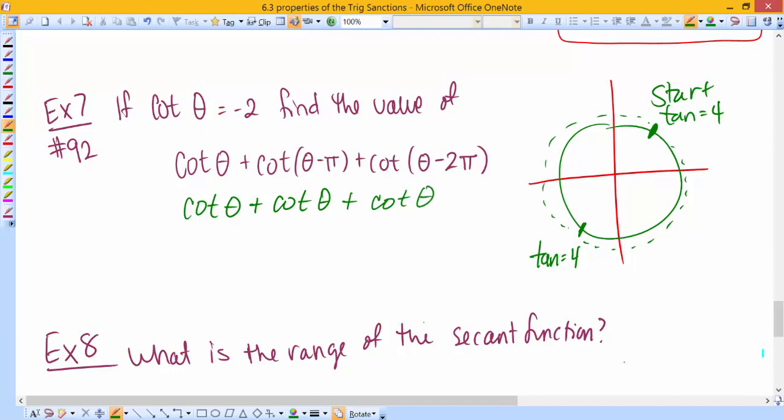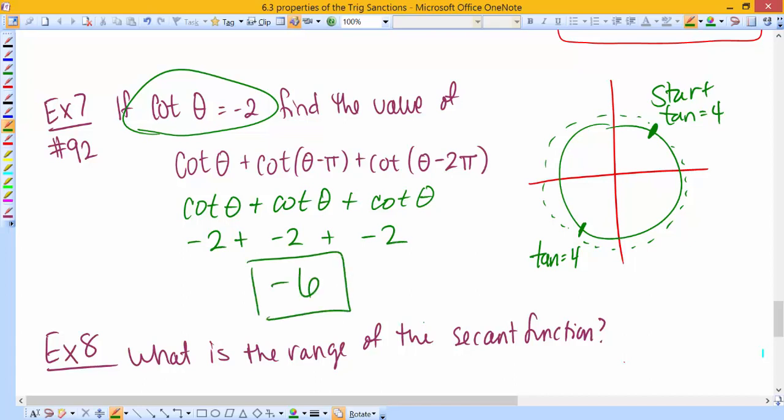It doesn't matter how many times you add or subtract pi or 2 pi, you will always end at the same value for tangent and cotangent. And I will show you more in class tomorrow when we are going over this, if you're watching it tonight. Otherwise, I've already gone over this in class. So now I have cotangent theta, cotangent theta, cotangent theta. Well, cotangent theta is -2. -2 plus -2 plus -2 is -6.